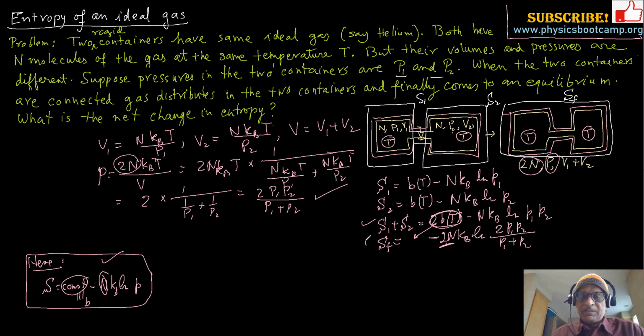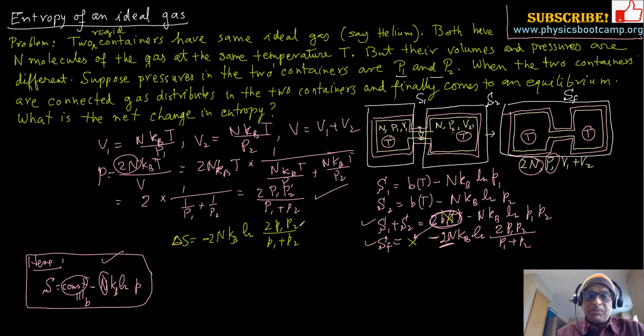Okay, so now we can subtract. So delta S equals, this will cancel that one because temperature didn't change, so the temperature-dependent things all cancel out, minus 2 N k_B log 2 P1 P2 over P1 plus P2, and this is plus N k_B log P1 P2.